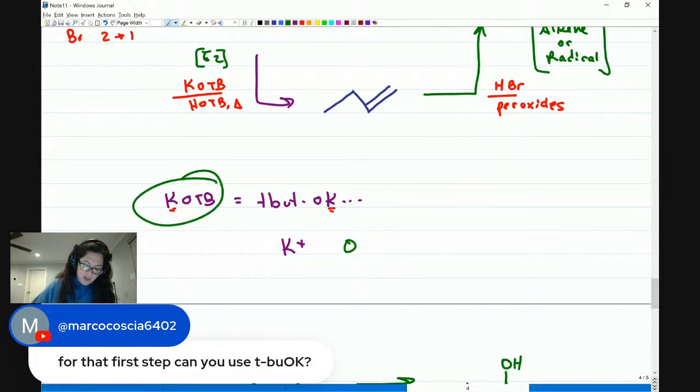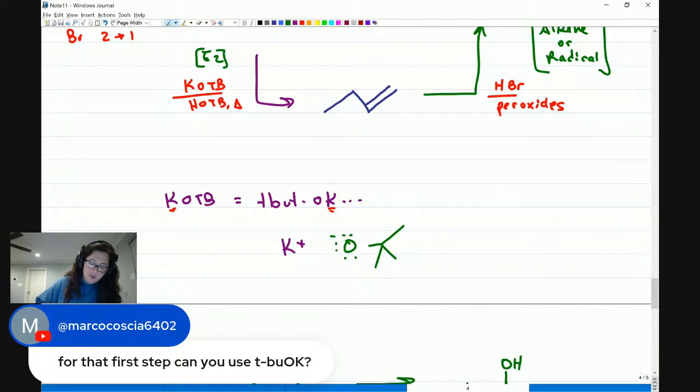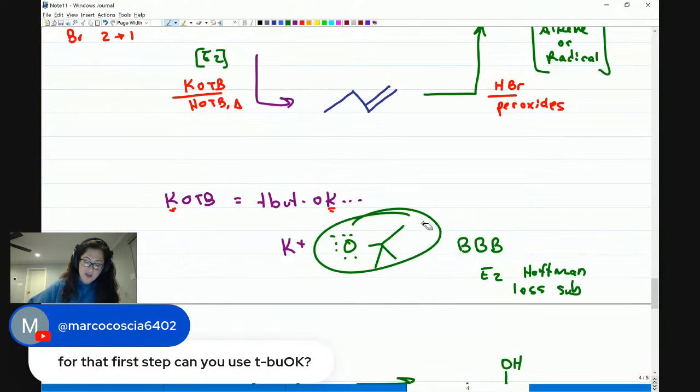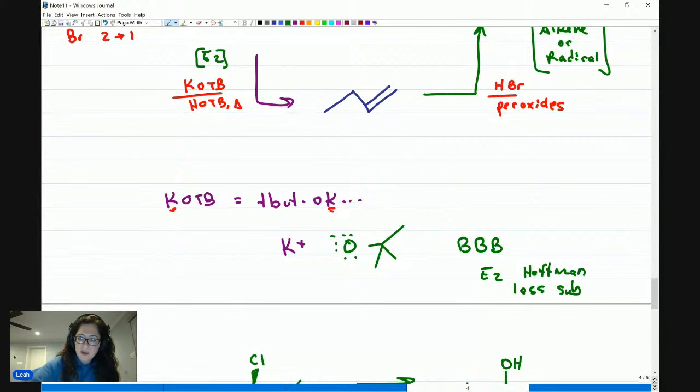I used to find this the trickiest. That's why I teach it this way, so you're not caught off guard. Tert-butyl oxide. That is what we have. So it's potassium tert-butoxide, tert-butyl oxide, potassium, whatever you want to call it. This right here is a triple B, a big bulky base, and it's going to give us the E2 Hofmann product rather than the Zaitsev because it goes less substituted, given the steric hindrance from the bulk. Very good question. Let me know if that makes sense.